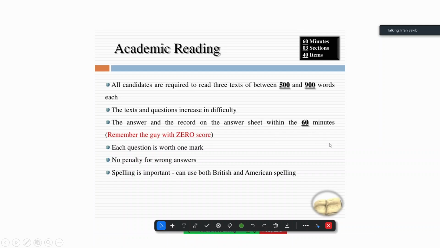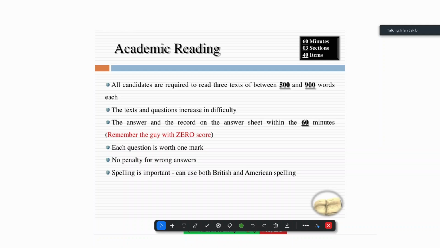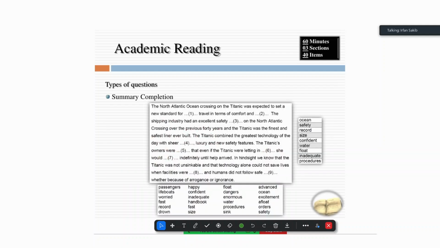Then comes summary completion. Now we will see the question types for academic reading. First of all, summary completion. You will get a summary based on the passage, and you have to fill in the blanks using the words or concepts from the passage.